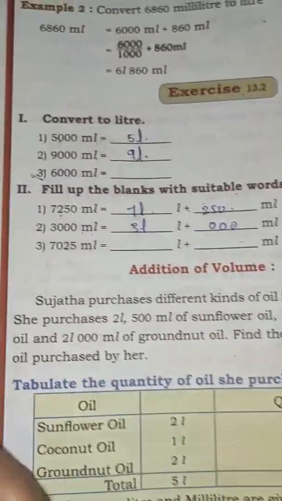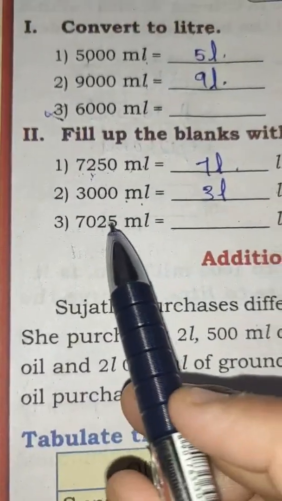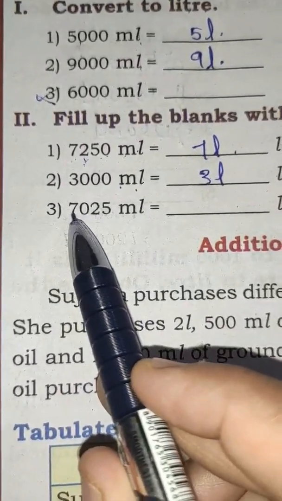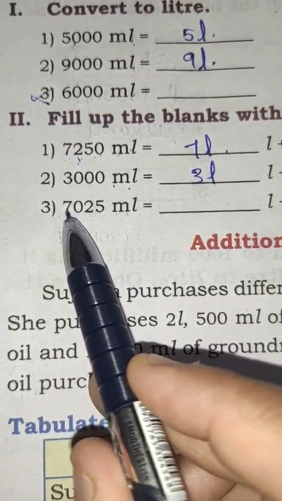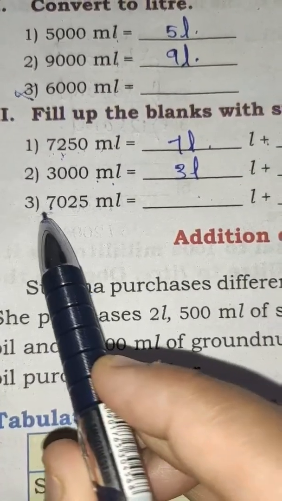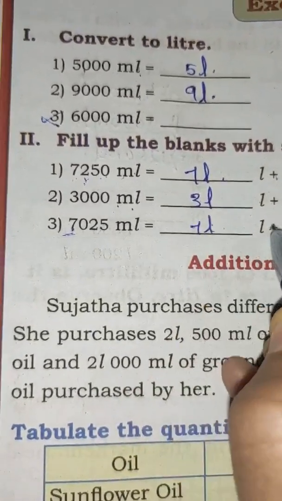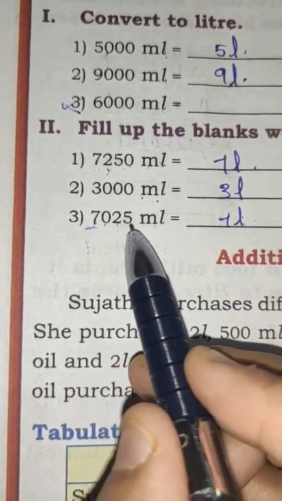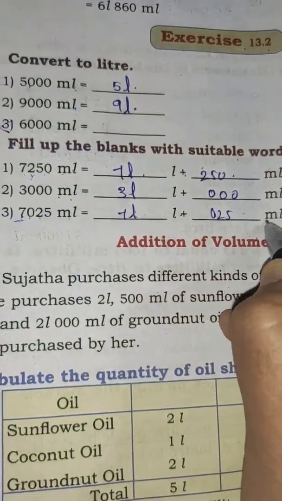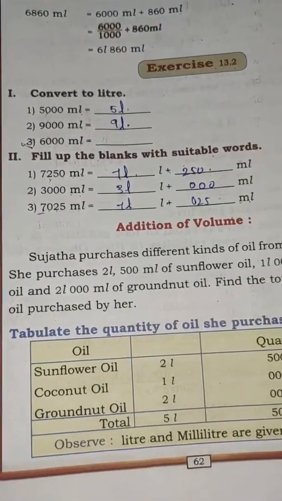So children, I will show you an easy way here. You can see here, what is the place value of 7 here? It is 1000. So directly you can write here 7 liter, plus what remains here? 025. So 025 milliliter. Okay.